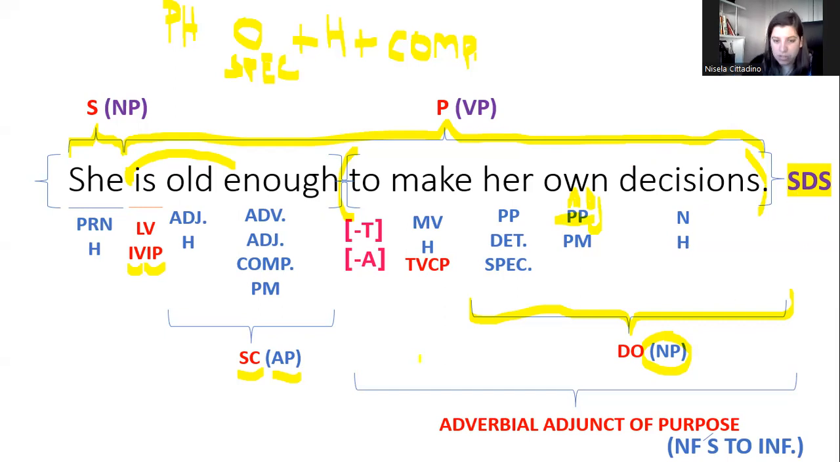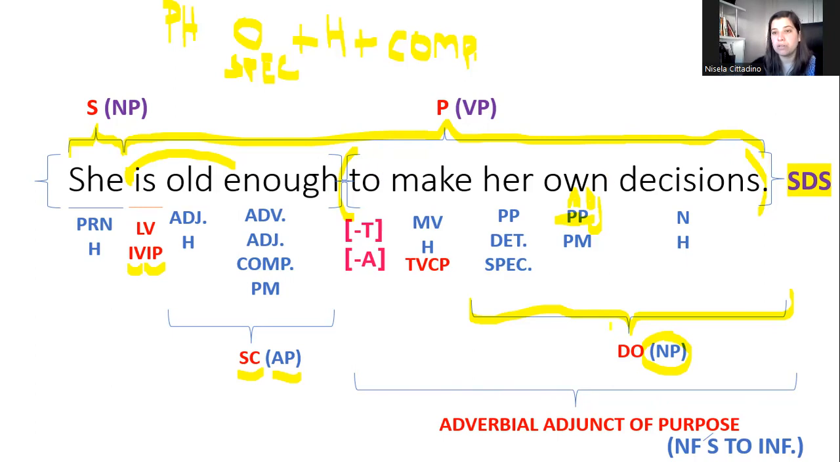All of this, sorry, and I forgot here because this is very important. This is to make her own decisions. All of it, we need to give a name to that, a function, yes? And we are going to call this an adverbial adjunct of purpose, okay? In the sentences that I will give you, most likely you will not find adverbial adjuncts because we haven't seen them in depth, yes? But notice that this has to do with finding a function for the non-finite clause. Yes, in this case, this is the function.